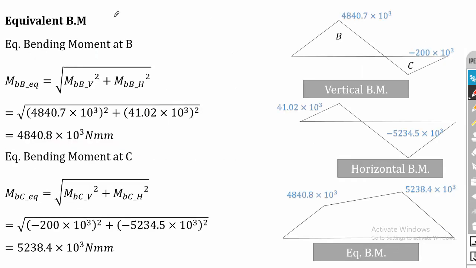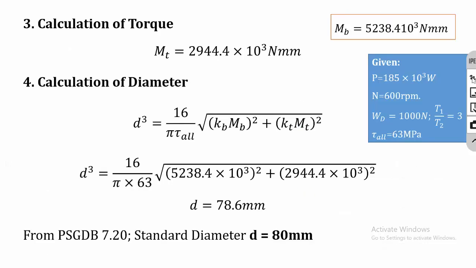After calculating the horizontal and vertical bending moments, we can calculate the equivalent bending moment value. The equivalent bending moment at B is the square root of the vertical bending moment square plus the horizontal bending moment square. Similarly, the equivalent bending moment at C is the square root of the vertical bending moment square plus the horizontal bending moment square. So this is our bending moment diagram. From the equivalent bending moment, we take the maximum bending moment, that is the MB value. After calculating the MB value, we can go to the next step, that is calculation of torque.